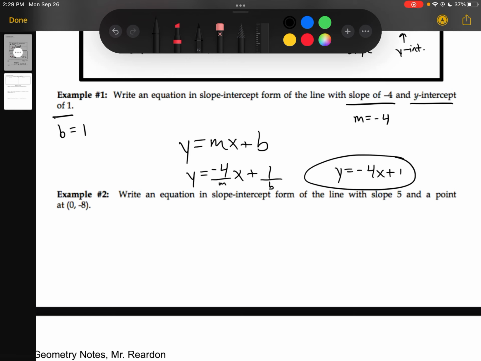So second, we're going to take a look here at writing an equation in slope-intercept form of the line with a slope of 5 and a point at 0, -8. So first, let's identify m, and I'll have you do that now. So m is slope. They tell us that slope is 5. Next, I'm going to have you identify b.